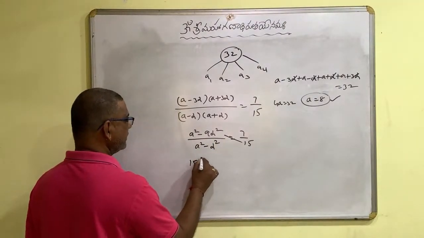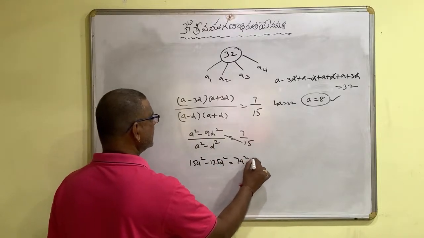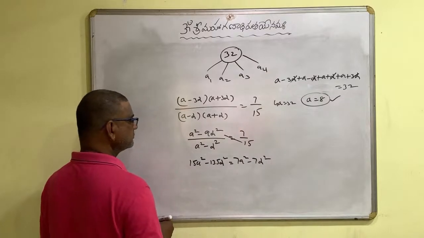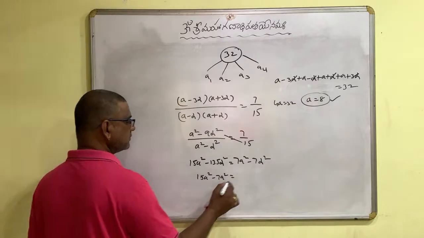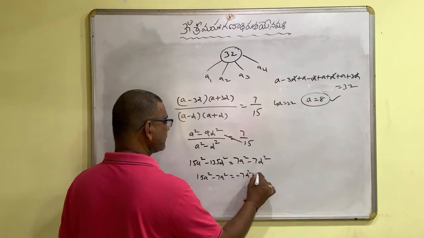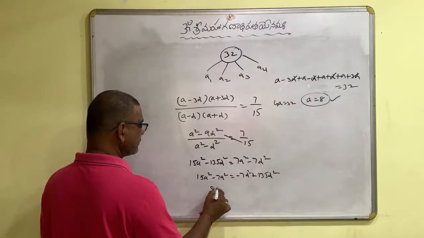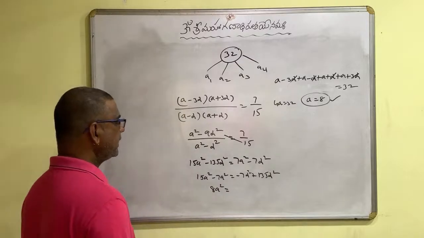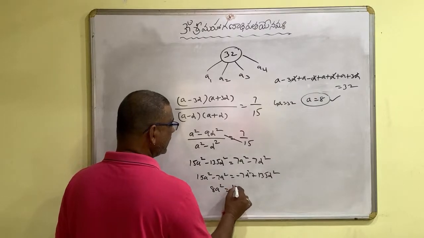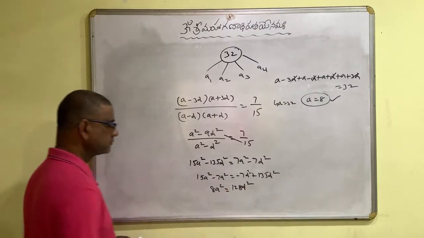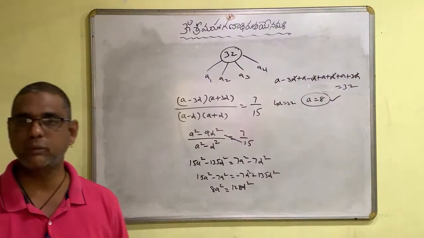15a square minus 135d square equal to 7a square minus 7d square. So 15a square minus 7a square equals minus 7d square plus 135d square. So this one becomes 8a square equal to 128d square. Now substitute a value.